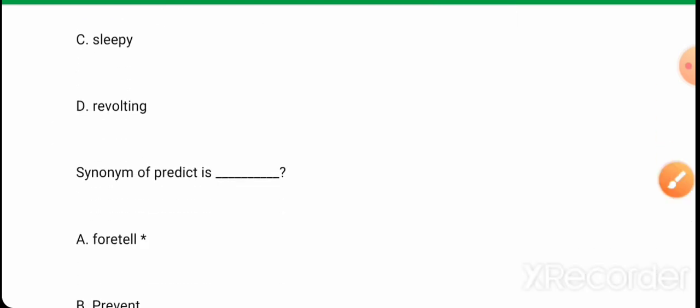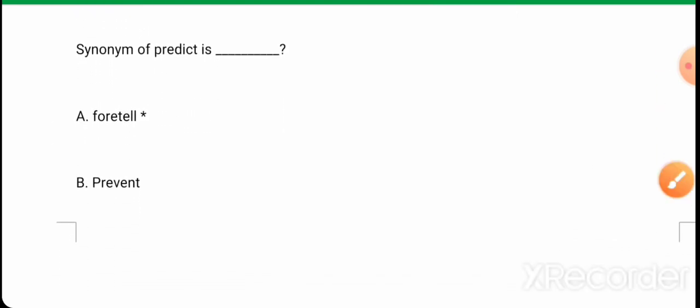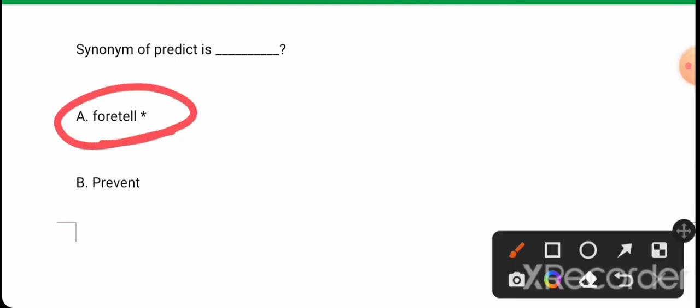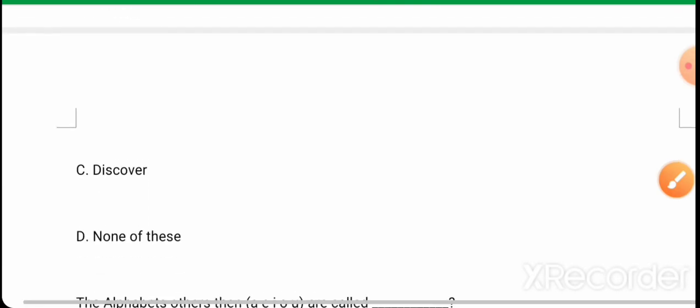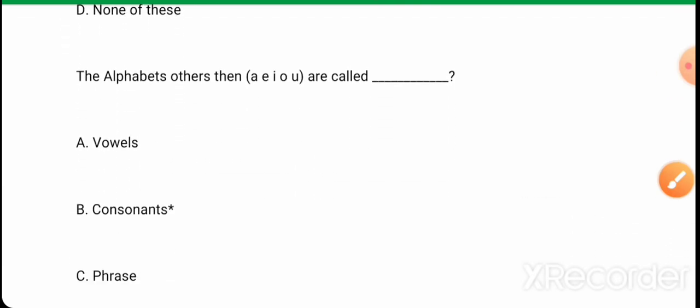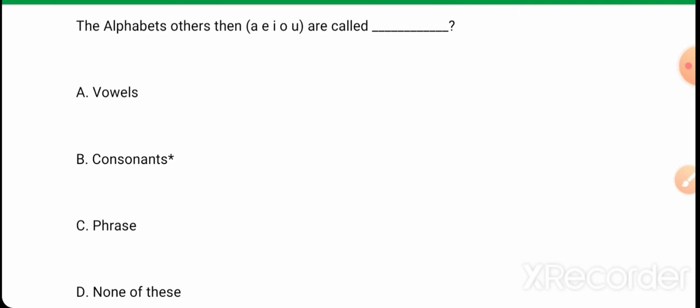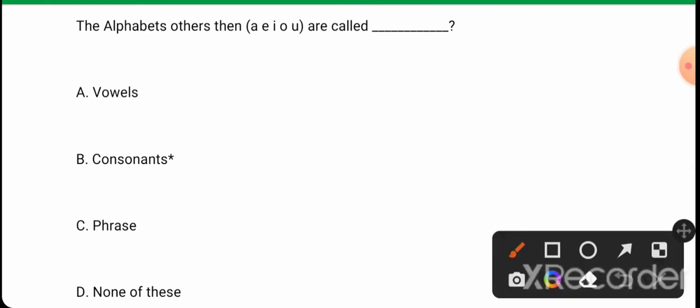Next question, synonym of predict. Synonym of predict, its answer is option A, foretell. Next question, the alphabets other than A, E, I, O, U are called, its answer is option B, consonants.